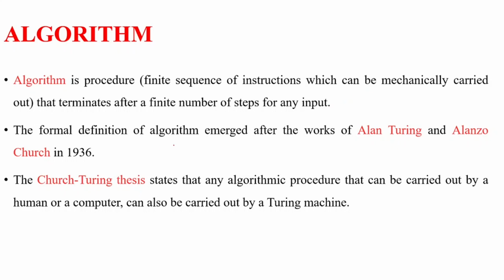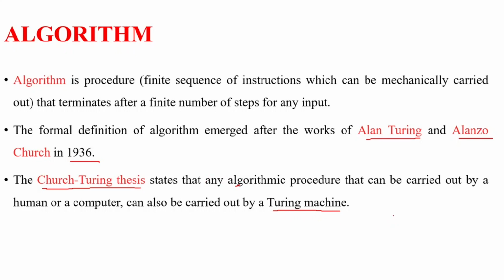And the formal definition of algorithm emerged after the work of Alan Turing and Alonzo Church in the year 1936, and this is described in their very famous Church-Turing thesis, and it states that any algorithmic procedure that can be carried out by a human or computer can also be carried out by a Turing machine. So this is nothing but the Church-Turing thesis.